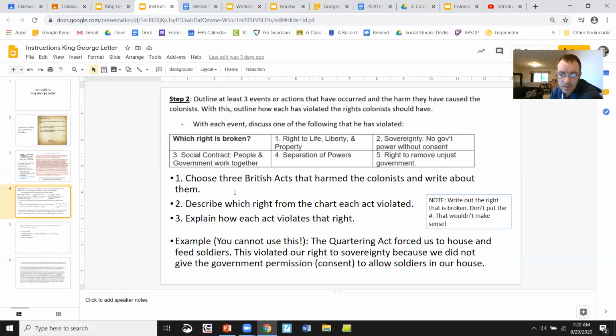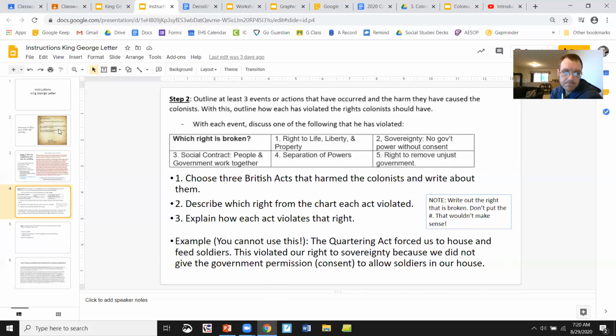So it can get a little tricky. If you need any help, let me know. But that's what we're thinking about there. So an example, you can't use this one because we didn't talk about it. The Quartering Act forced us to house and feed soldiers. This violates our right to sovereignty, number 2 up here, because we did not give the government permission to allow soldiers in our house. So think about 3 of the other 4 acts we talked about and how they violate one of these rights.